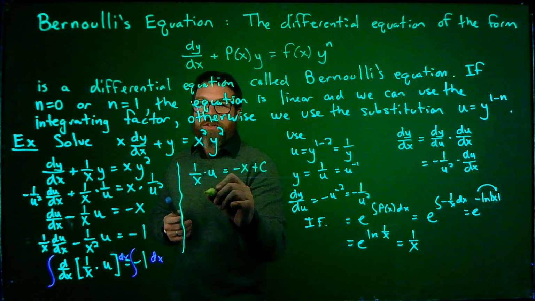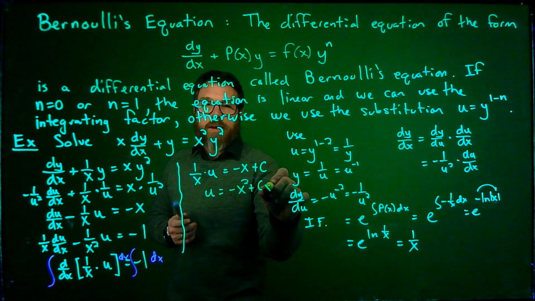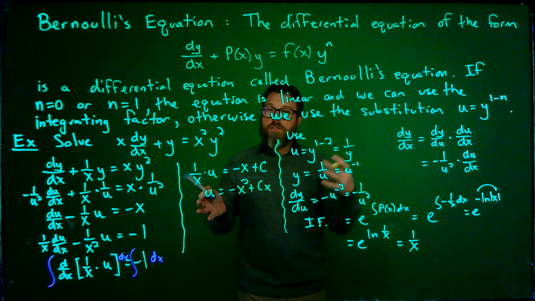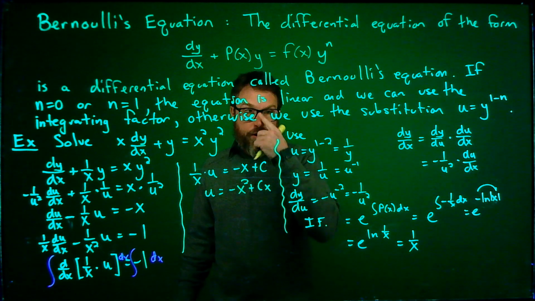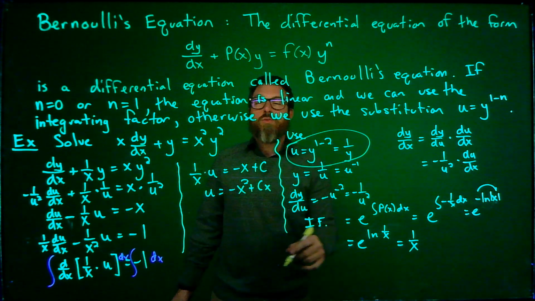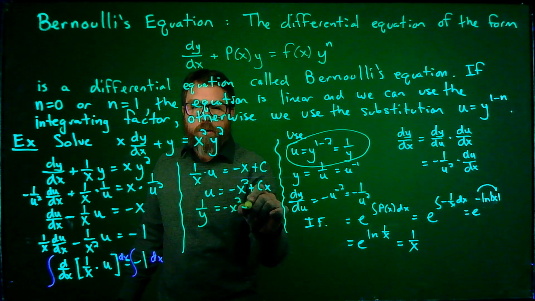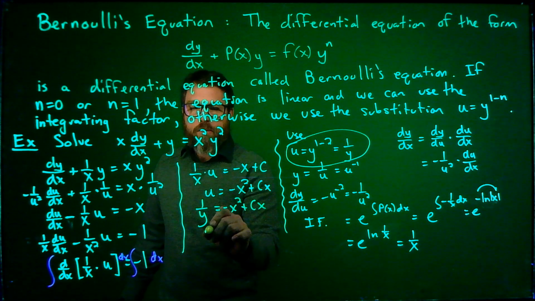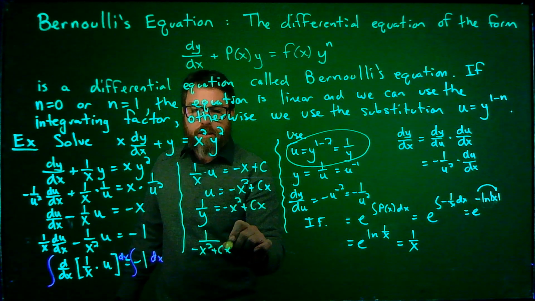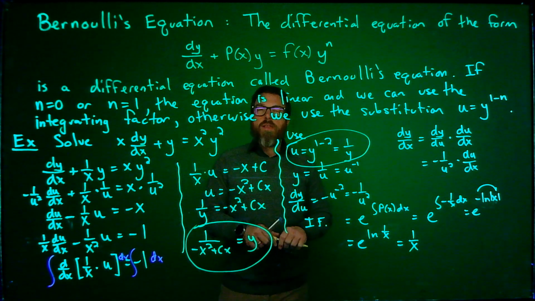So then I can solve this for u. So u is going to be equal to minus x squared plus c times x. Now remember, this is the solution in terms of u. I want this in terms of y, so I can unsubstitute. u is equal to 1 over y. So 1 over y is equal to negative x squared plus cx. And cross multiplying, we can isolate our y. So y is equal to 1 over negative x squared plus cx. And this is the solution to that differential equation.